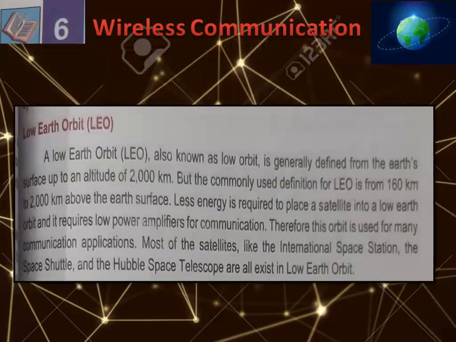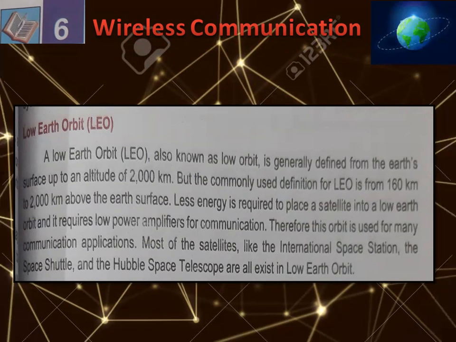Low Earth orbit, LEO, also known as low orbit, is generally defined from the Earth's surface up to an altitude of 2000 km, but the commonly used definition for LEO is from 160 kilometers to 2000 km above the Earth's surface.